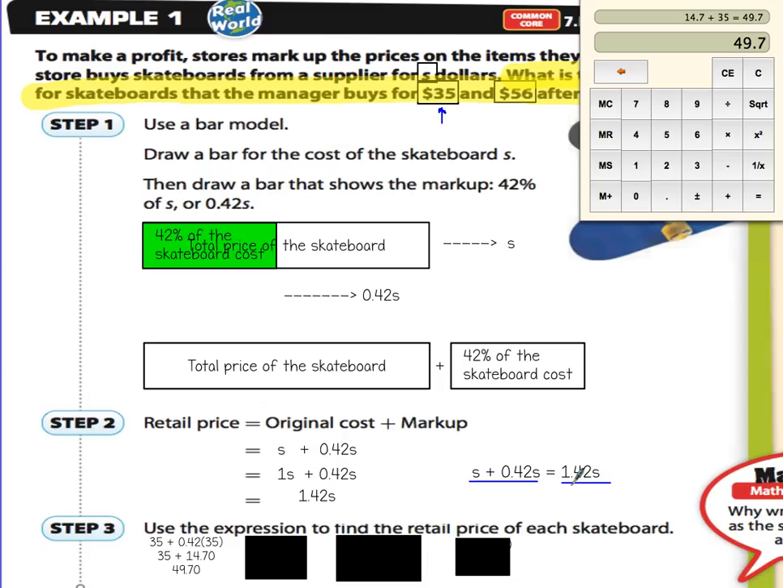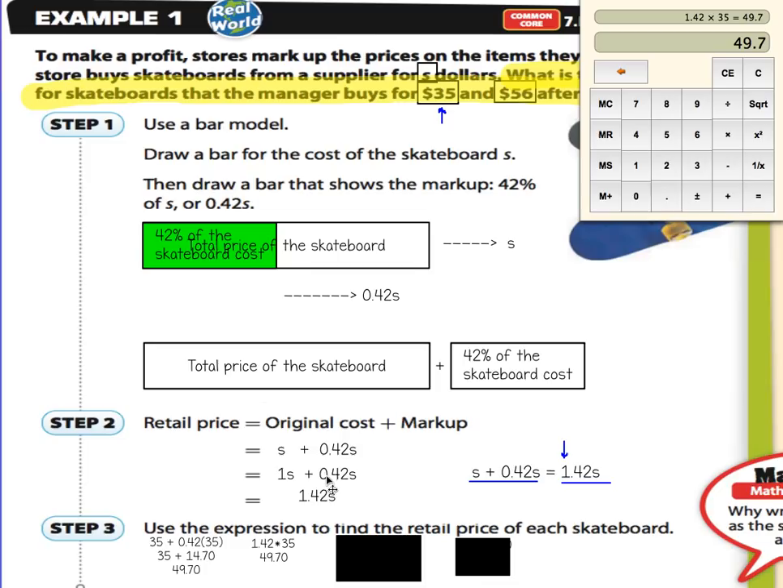So remember, this one here tells me that it's above 100%. He wants me to pay more than that 100%, which is why we have this extra over here. So if I take that 1 and 42 hundredths and multiply it by the $35 that the skateboard costs, you'll notice that I get $49.70, which is exactly what I got when I did it the other way.